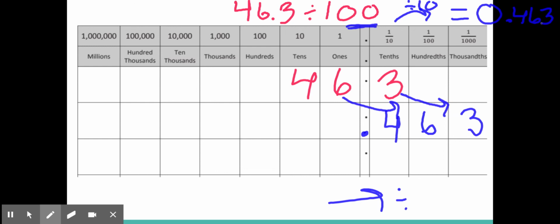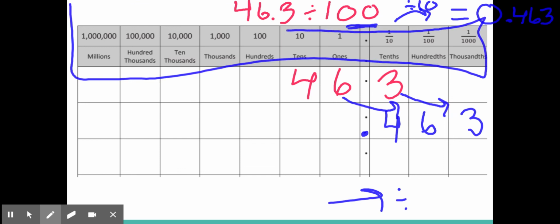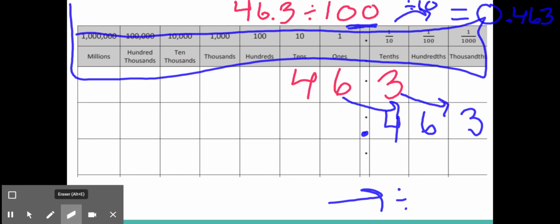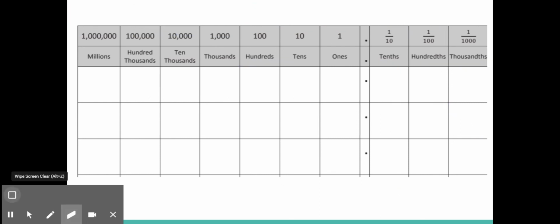So again, friends, make sure that you're pausing, rewinding as needed. Make sure that you are familiar with our place values. Again, feel free to pause and write that down so that way it's available to you. And when you are ready, go ahead and move on to our practice.